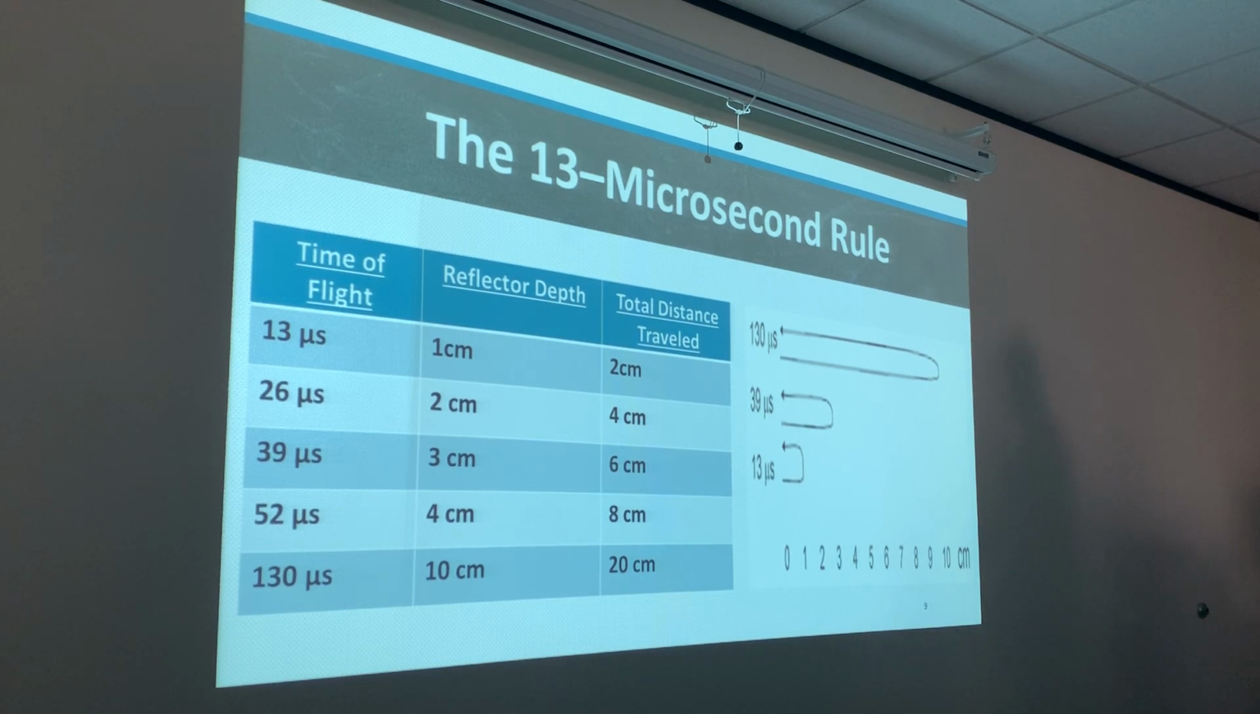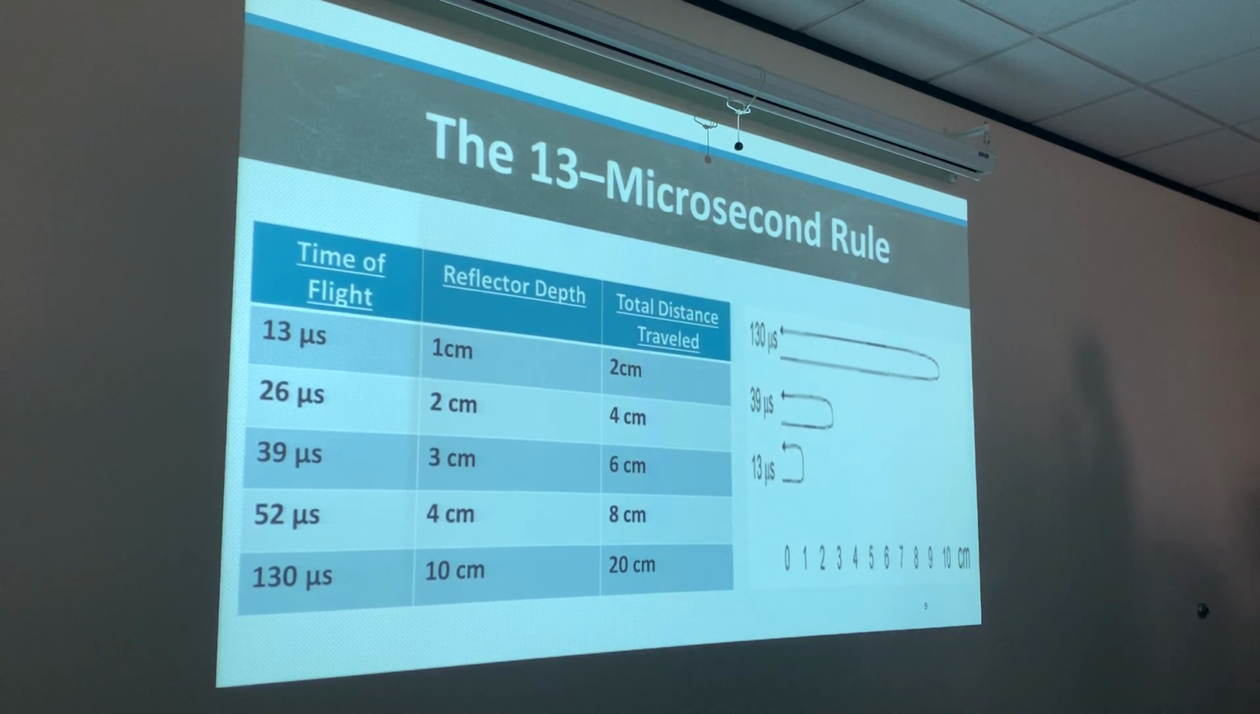Okay? So again, the time of flight is 130 microseconds. That reflector depth is going to be 10 centimeters. 10 centimeters times 13 microseconds gives us 130 microseconds. Also, the total distance traveled would be 20 centimeters. And here you can see it right here, guys. I made this illustration because I really liked it a lot, because it's showing you that you're accounting for the go and return time when we're talking about the distance traveled.